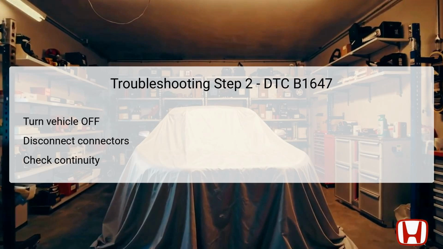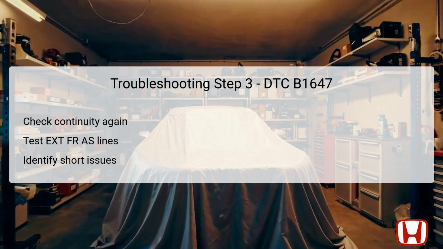Continuing with the troubleshooting for DTC B1647, the next step is to again check continuity, but this time between the EXT FRAS plus line and the EXT FRAS minus line. It is essential that the vehicle remains in the off-lock mode, and the same connectors must remain disconnected from previous troubleshooting. A positive continuity result at this stage indicates that there is a short between these two lines, necessitating immediate repair of the affected wire.